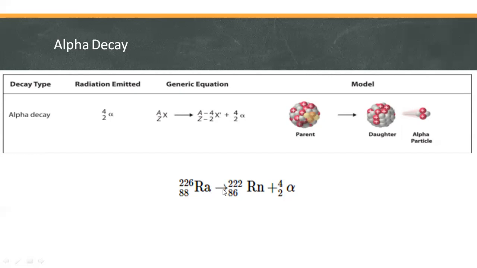Similarly, the sum of the atomic numbers of the products, 86 plus 2, is equal to 88, which is equal to the atomic number of the parent. Thus, the nuclear equation is balanced. Just as the total number of atoms is conserved in a chemical reaction, the total number of nucleons is conserved in a nuclear reaction.